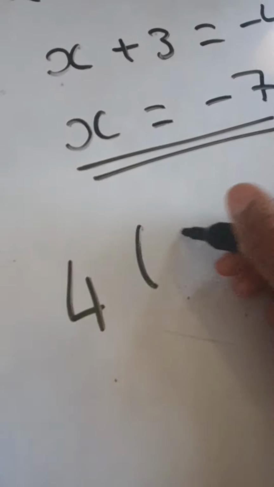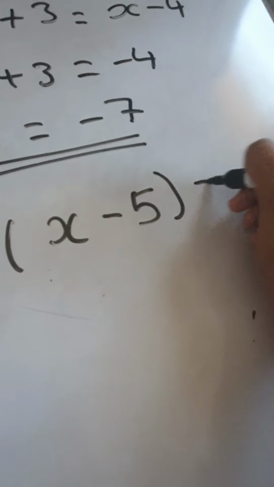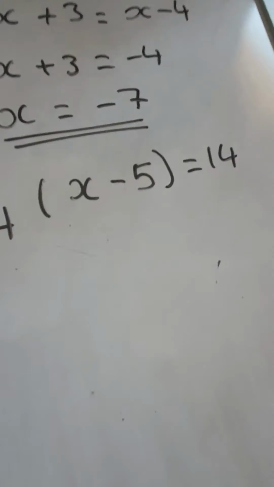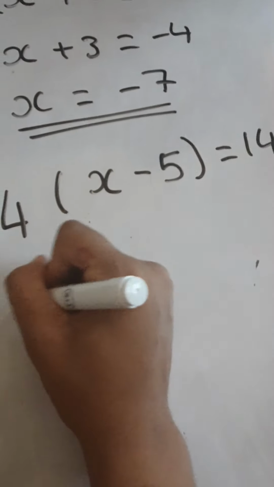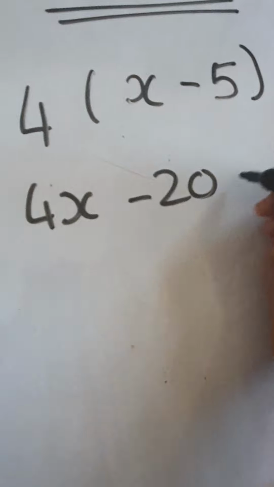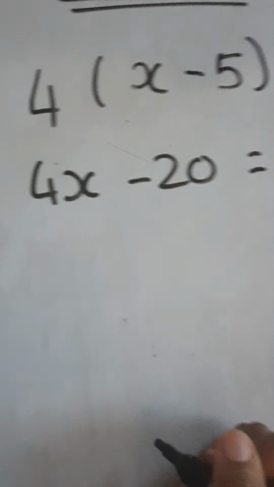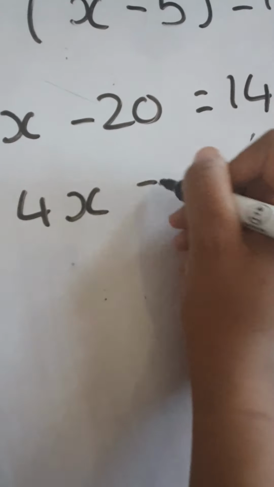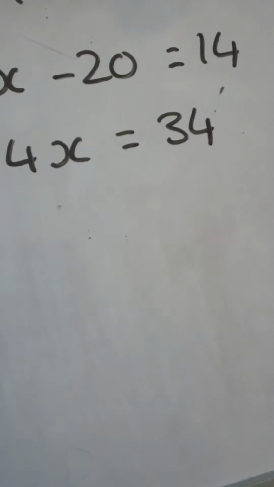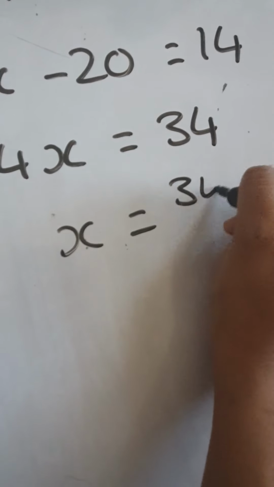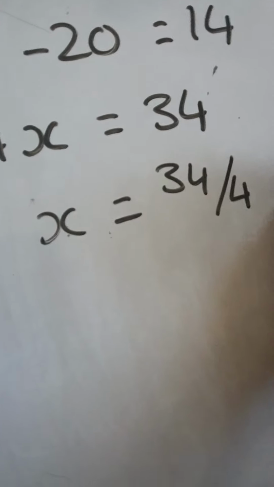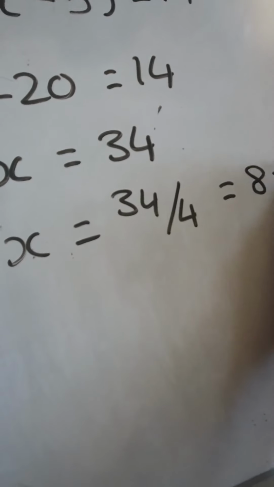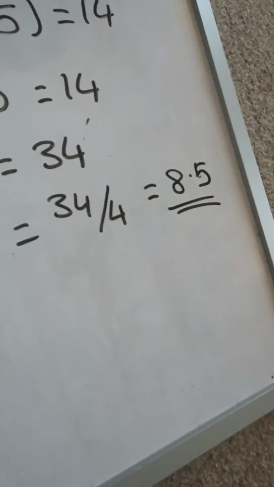For my second one, we have 4 brackets x minus 5 equals 14. Now I'm going to expand that bracket. So I'm going to do 4x minus 20 equals 14. I'm going to add 20 to both sides so I can get my numbers over here. I've got 4x equals 34. And then you divide. So x equals 34 over 4, which is the same as 8.5, which again, I feel like most of you who did it got that right.